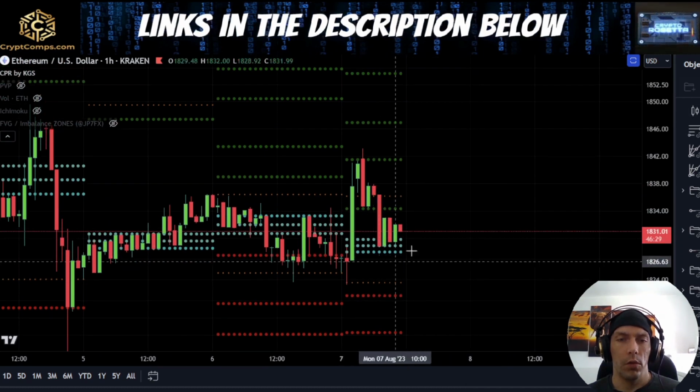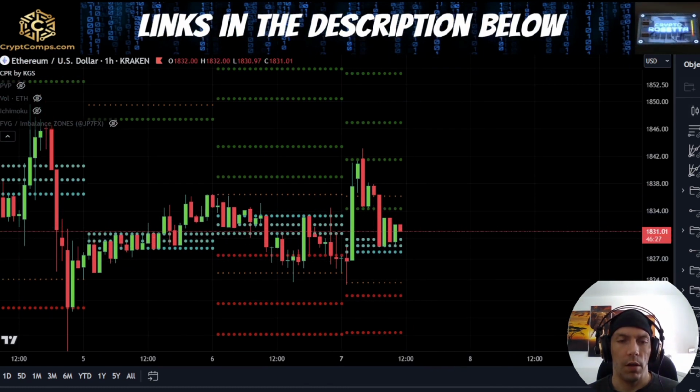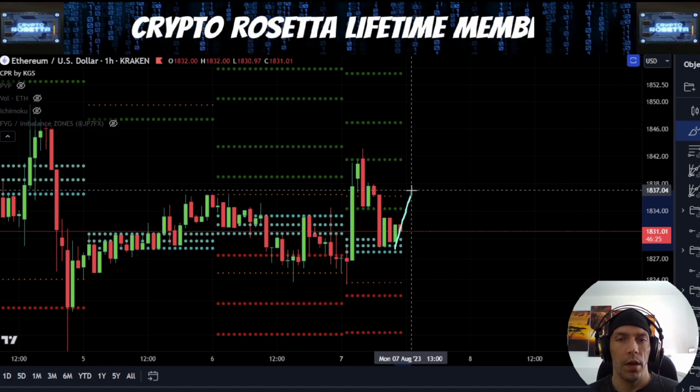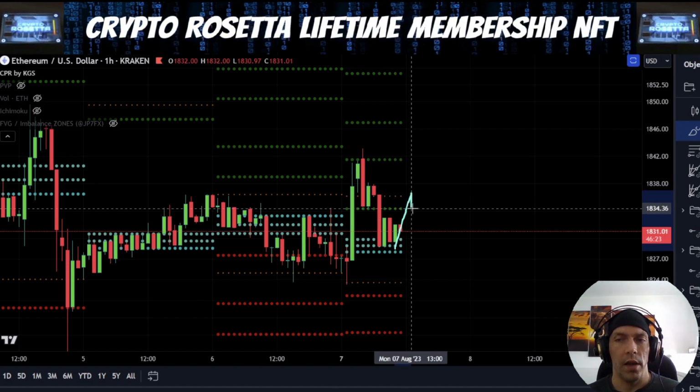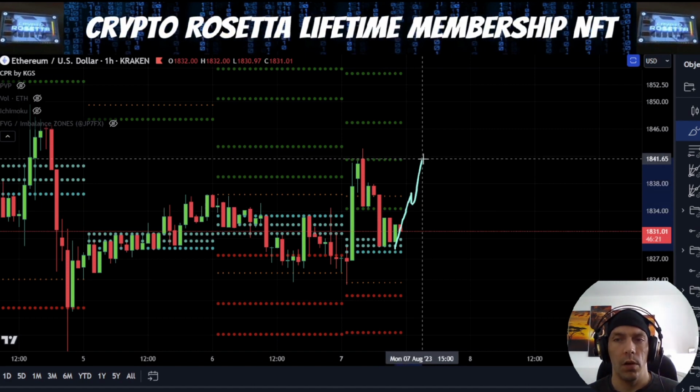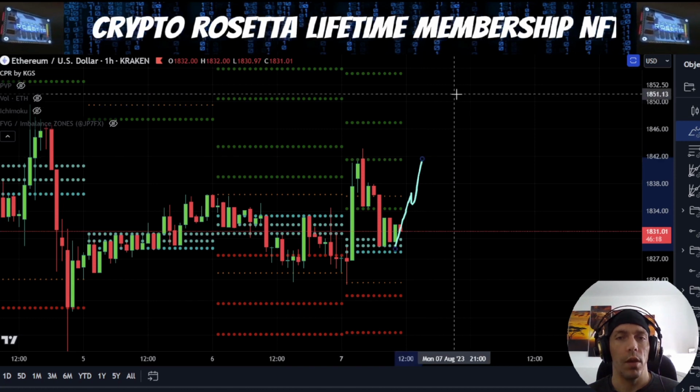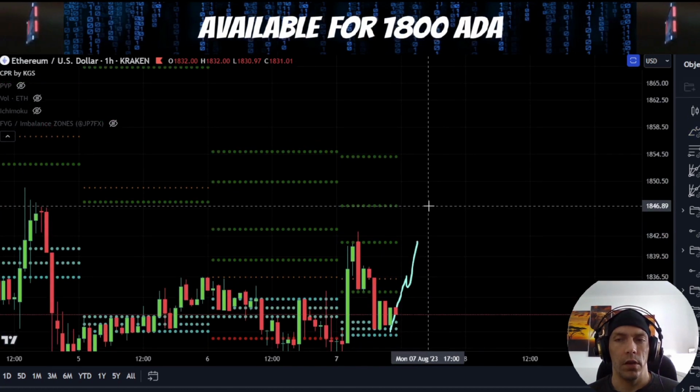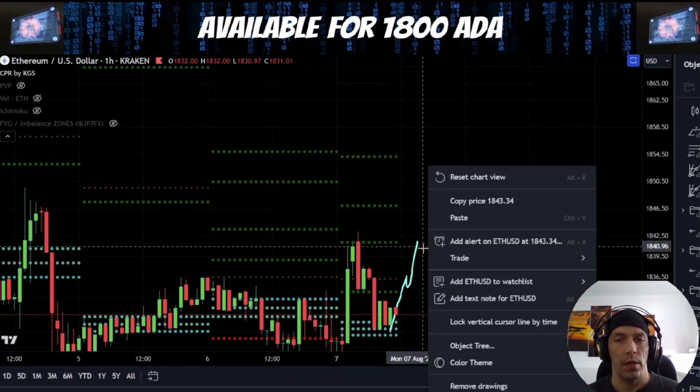Now, if we do look to continue to hold these central CPR lines and we see price looking to move back above both this R1 line at this 1834 and this R2 line here at this 1841, then potentially we could look to test out this 1846 to this 1854.